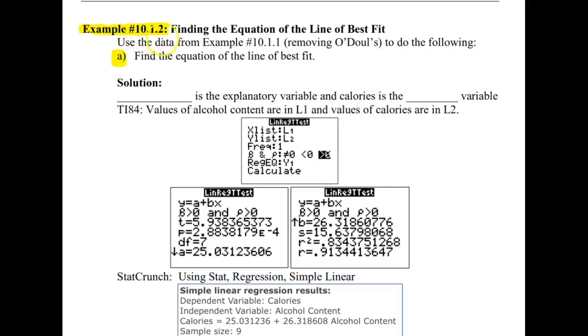So example 10.1.2, finding the equation of the line of best fit. We're going to go back and use the data from example 10.1.1, where we've removed the O'Doul's non-alcoholic beer, to do the following. Part A says to find the equation of the line of best fit.